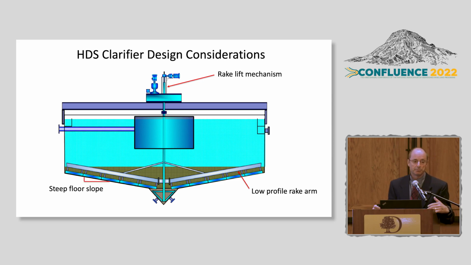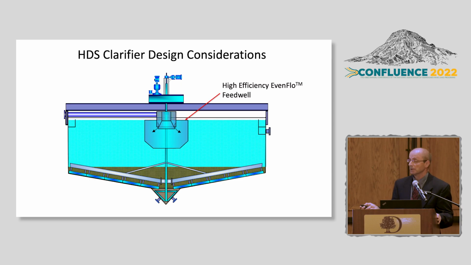We look at floor slope. We need to make sure the floor slope is steep enough to assist the rakes with gravity to move the sludge to the center. And there's enhanced feed wells. There's a number of different ones out there. This is our even flow feed well. It's a two-stage unit, so the feed comes in. The first stage dissipates that energy and distributes the feed evenly all the way around 360 degrees. So when it comes out into the bottom section, there's good mixing for flocculation, and again, the feed is distributed evenly. You're using the entire area of the thickener.